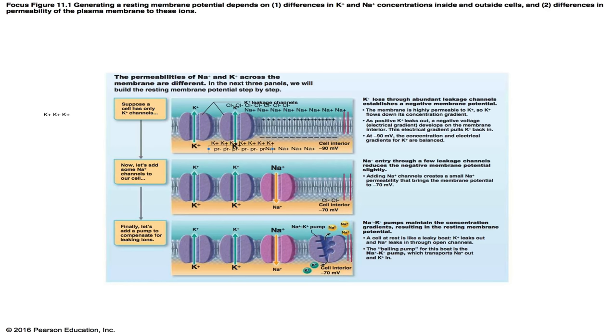So as the potassium ions are exiting, the voltage reaches minus 90 millivolts inside the cell's interior. As the sodium ions start to enter, at that point, it starts to reach minus 70 millivolts. And then the sodium-potassium pump, by ejecting the sodium ions and bringing back in the potassium ions, maintains this minus 70 millivolt electrical voltage inside of the cell.